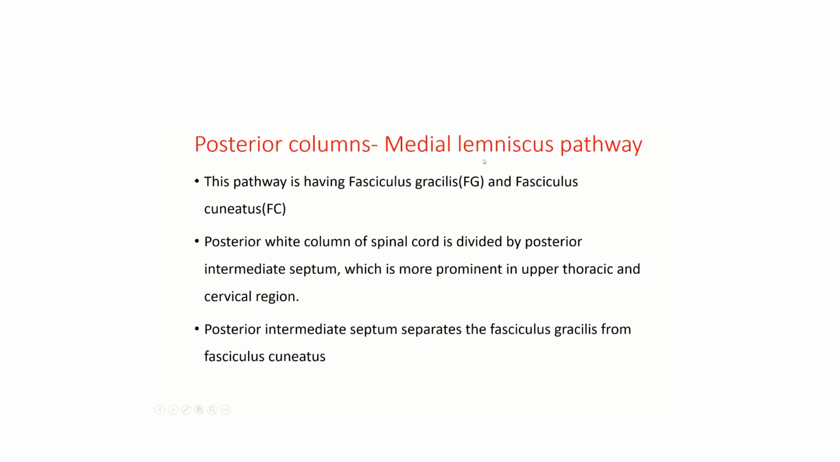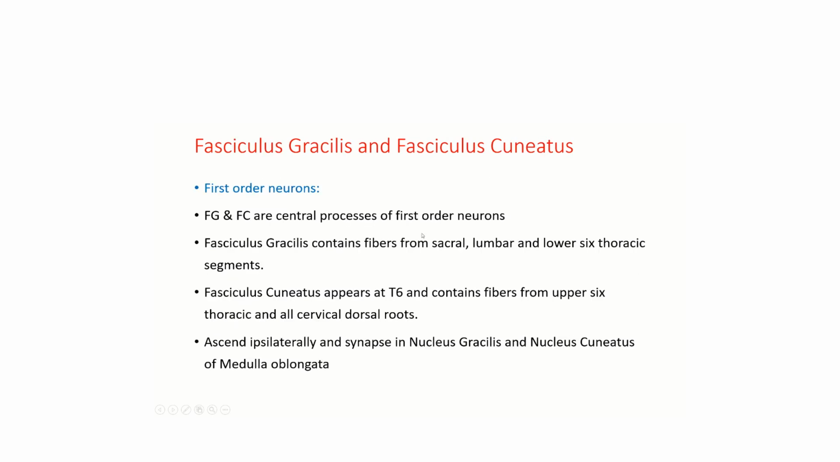So the posterior column pathway, otherwise called the medial lemniscus pathway, has fasciculus gracilis and fasciculus cuneatus. These two fasciculi are separated by the posterior intermediate septum. Now the first order neurons: both these tracts are actually the central processes of first order neurons from the dorsal root ganglia. Fasciculus gracilis starts from the sacral, lumbar and lower 6 thoracic segments, whereas fasciculus cuneatus is a bit higher in origin. It is seen from the upper 6 thoracic level and also from the cervical levels.